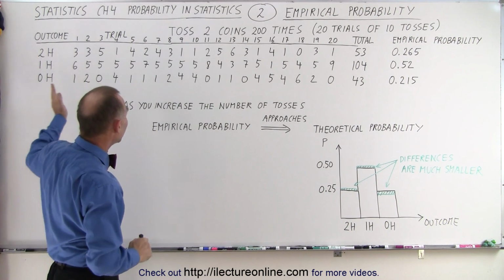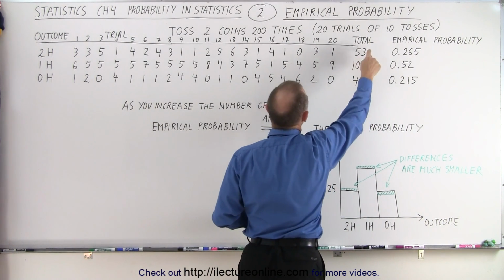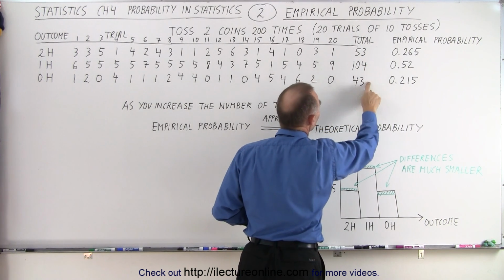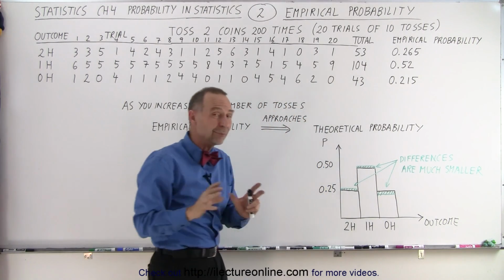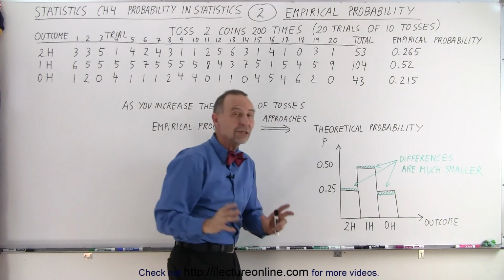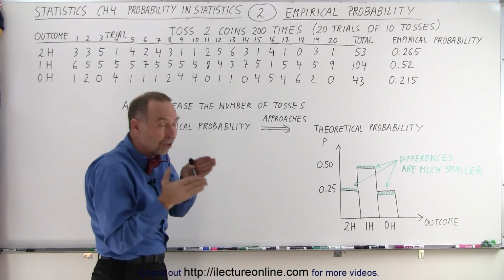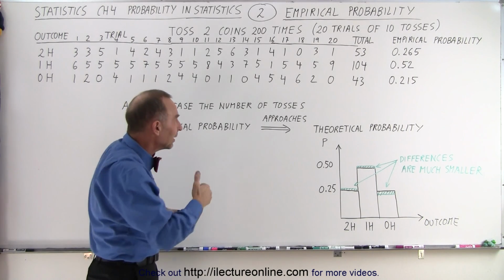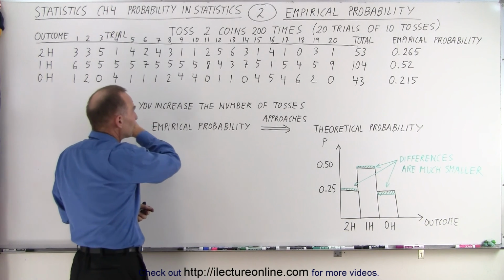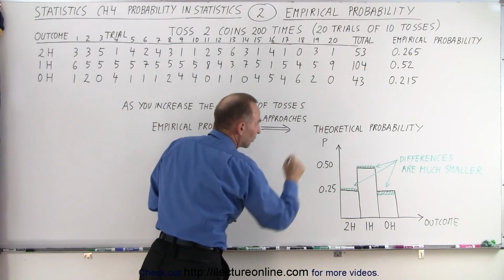But as we do it many times, and we add them all up, we see that out of 200 tosses, 53 times we got 2 heads, 104 times we got 1 head, and 43 times we got 0 heads. And if we graph that on our graph, you can see how much closer we got to the theoretical results. So the empirical probability gets closer and closer to the theoretical probability just by increasing the number of trials. As you increase the number of tosses, the empirical probability will approach the theoretical probability.